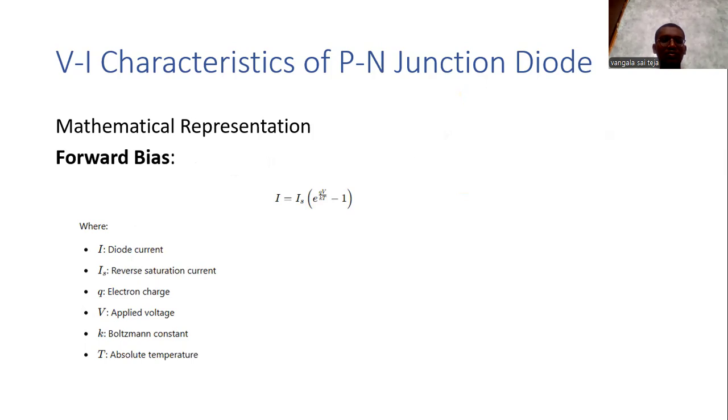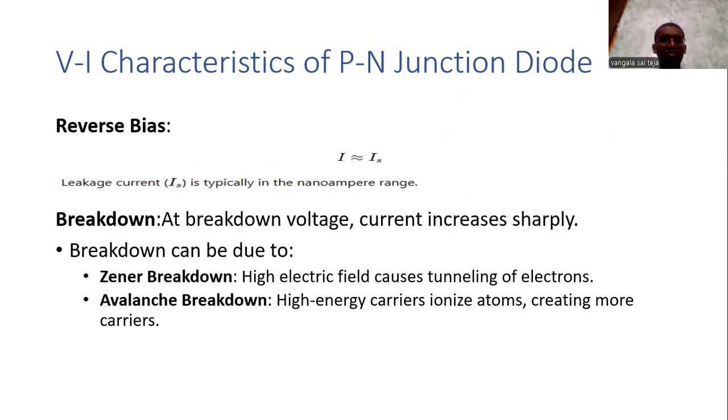Mathematical representation. Forward bias: I equals Is multiplied by e to the power of (qV by kT) minus 1, where I is the diode current, Is is the reverse saturation current, q is the electron charge, V is the applied voltage, k is the Boltzmann constant, and T is the absolute temperature. Reverse bias: I equals Is, the leakage current. Is is typically in the nanoampere range.